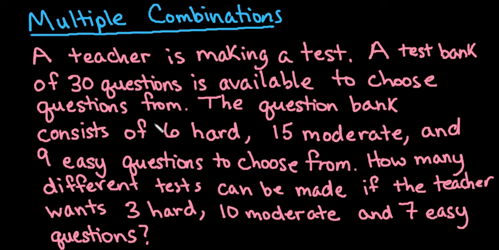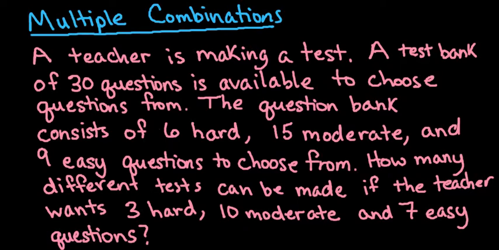Hi, for this video what I want to do is show you how to find multiple combinations using the TI-Nspire graphing calculator. So what we have here is a teacher is making a test. A test bank of 30 questions is available to choose questions from. The question bank consists of 6 hard, 15 moderate, and 9 easy questions to choose from. How many different tests can be made if the teacher wants 3 hard, 10 moderate, and 7 easy questions?